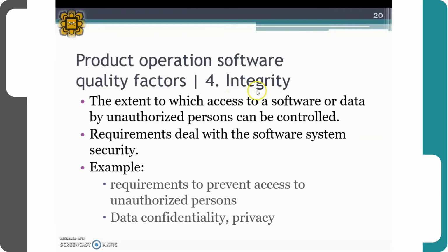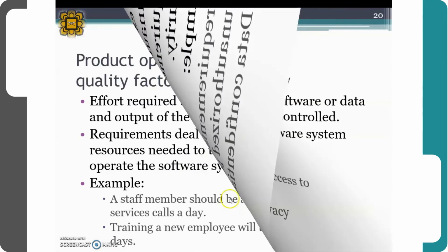Okay, so the next one is integrity. This is related to any unauthorized access to the software, so it deals with security. For example, are there any requirements to prevent access by unauthorized persons, or in terms of data confidentiality, or in terms of privacy? These are all related to integrity.